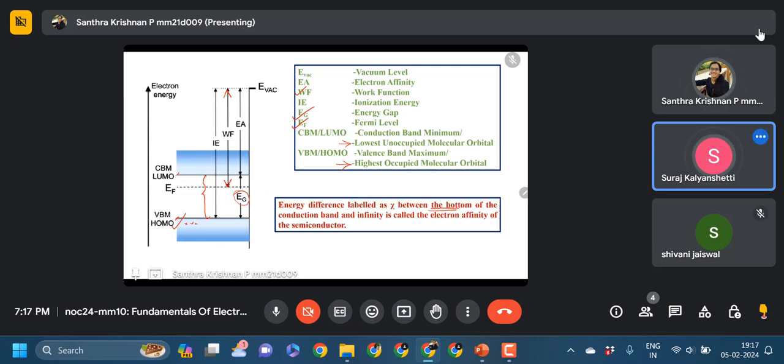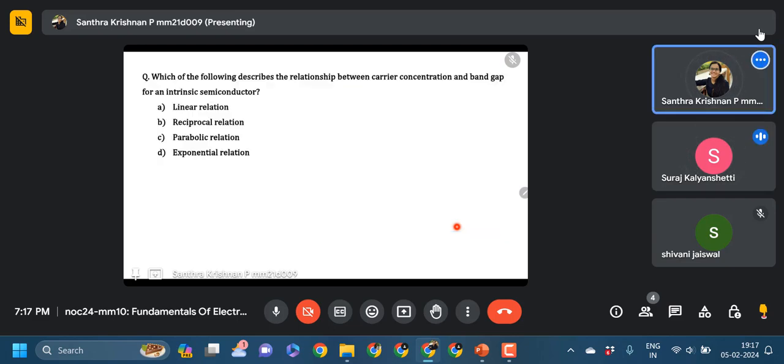And the energy difference between the bottom of the conduction band and whatever you thought, from here till here, is known as the electron affinity. That is from here till here, the electron affinity. Work function will be from the Fermi level, and electron affinity will be from the conduction band minimum. Yeah, that's right. My understanding was correct. I was confused between these two.